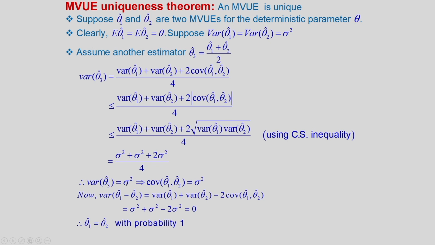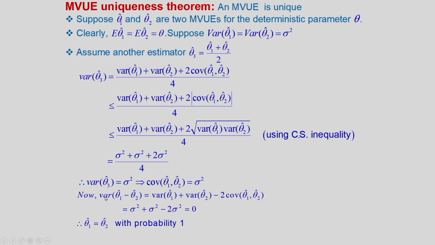And if I substitute this value in this expression, then we will get that covariance of theta 1 hat, theta 2 hat is also equal to sigma square. So, if there is another estimator theta 3 hat which is equal to theta 1 hat plus theta 2 hat divided by 2, then its variance is sigma square, and this shows that covariance of theta 1 hat, theta 2 hat must be equal to sigma square.